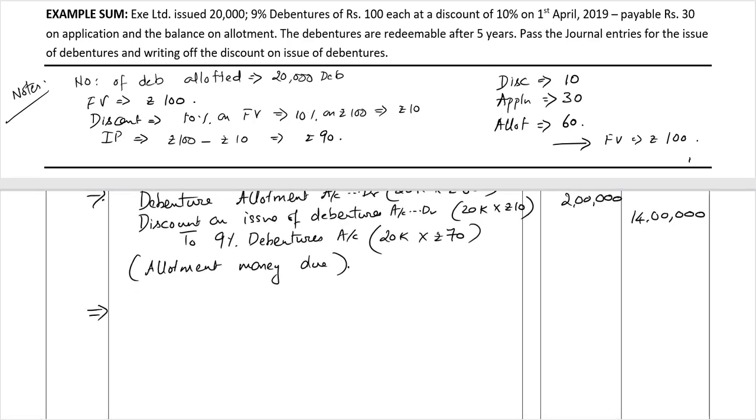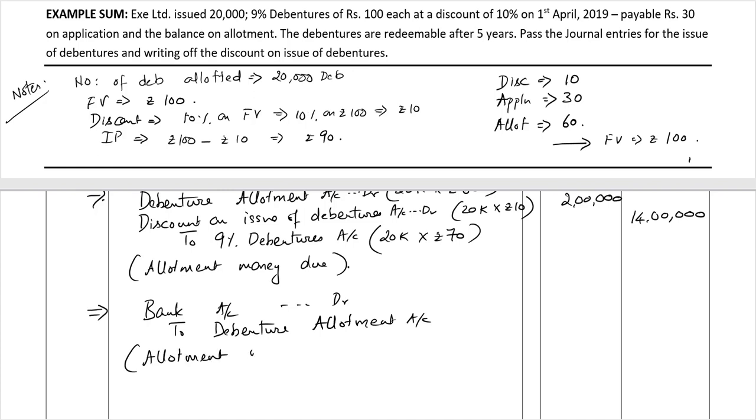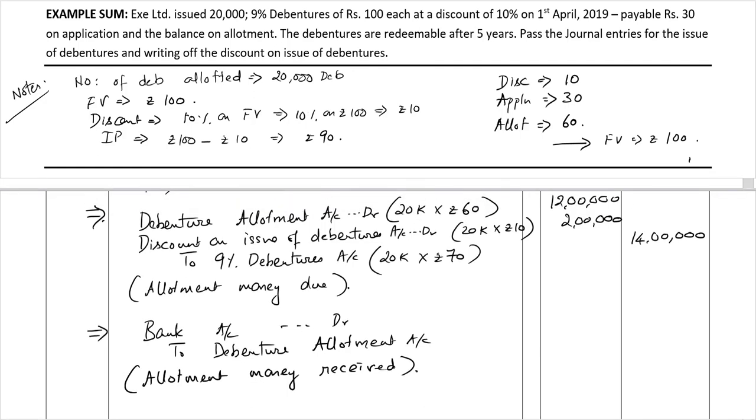The next entry is to receive the allotment money. Bank account debit to debenture allotment account for allotment money received. Amount received is the amount against debenture allotment account in the allotment due entry, 12 lakh rupees.